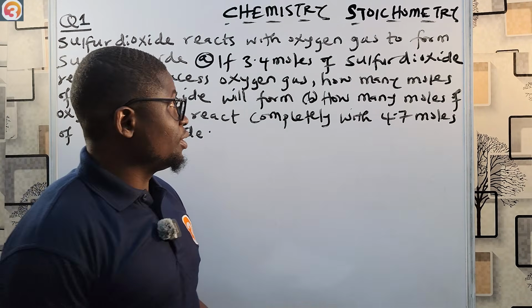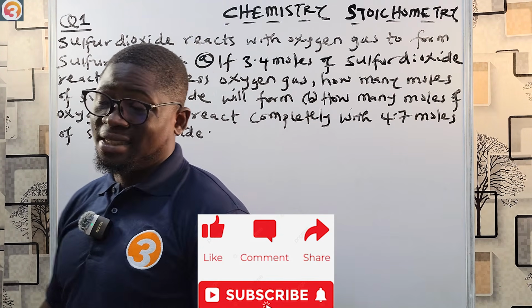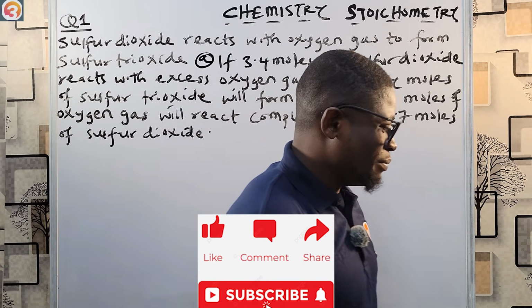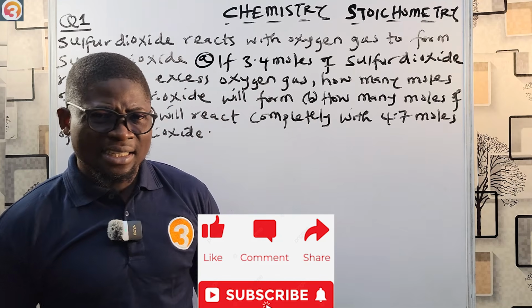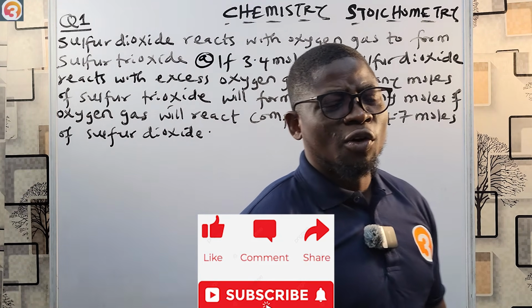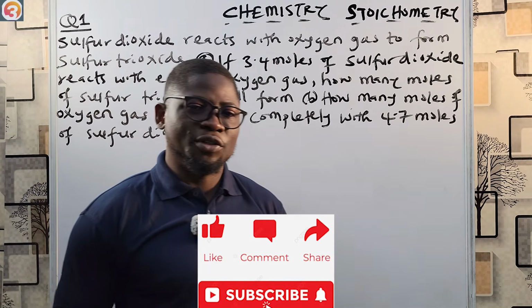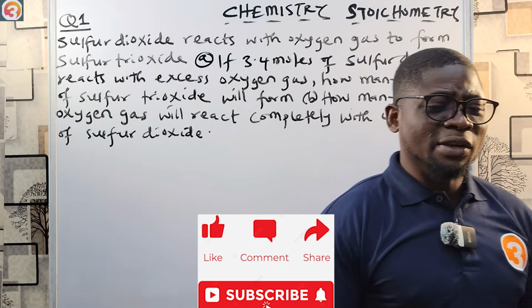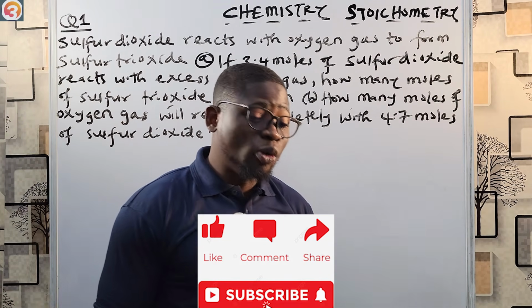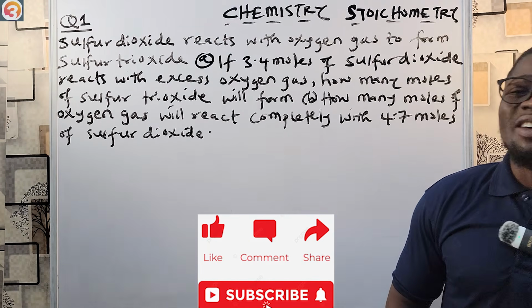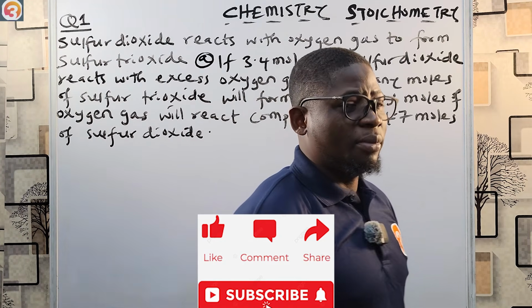And of course, today we are going to be looking at stoichiometry. Stoichiometry is a very important concept in chemistry that helps us to calculate the amount of reactant and product involved in a reaction. It is very useful, and it is expected that you as a chemistry student must have basic knowledge of stoichiometry and understand how to solve stoichiometric problems.